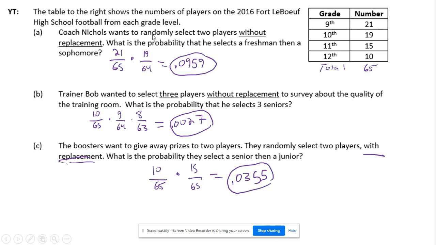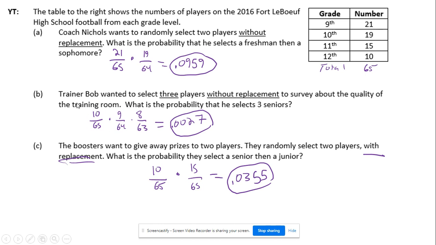Okay, so part A was without replacement. That meant that the denominator changed here for the second one. So freshman, there were 21 out of 65. For the sophomore, it was 19, but now only 64 because it was without replacement. For letter B, selected 3 players without replacement. Without replacement, what was the probability I selected 3 seniors?